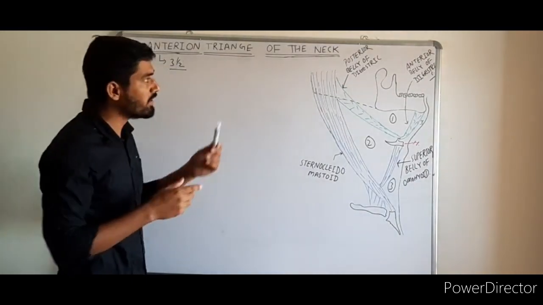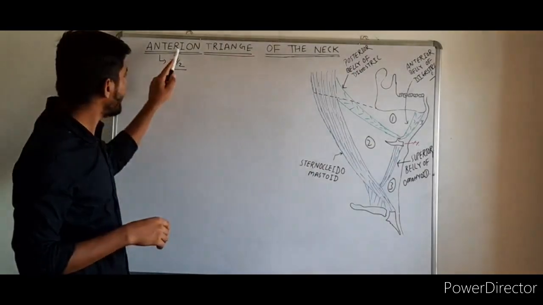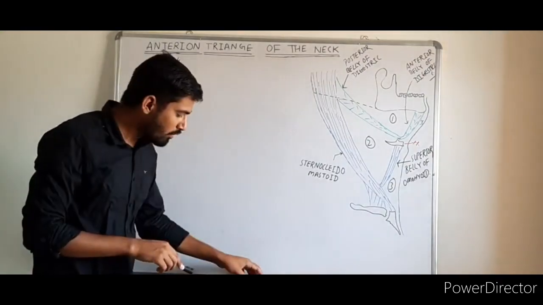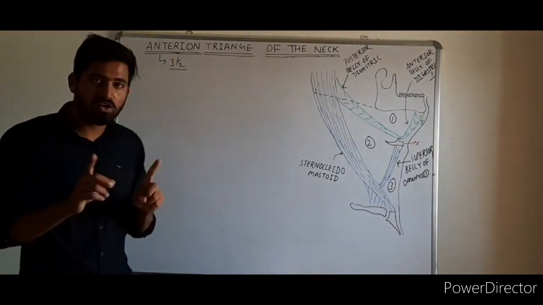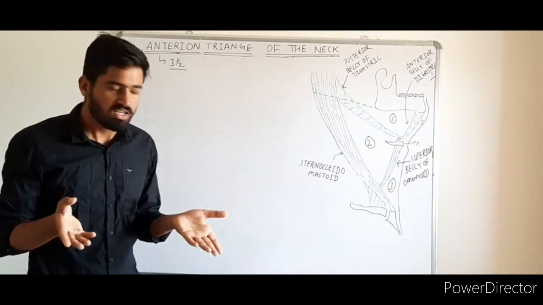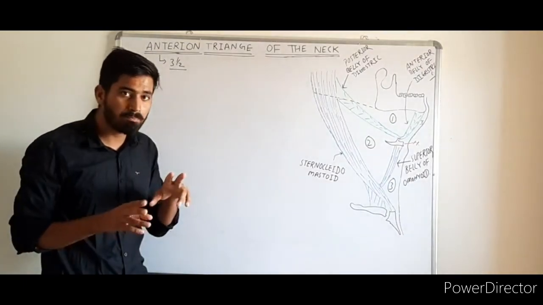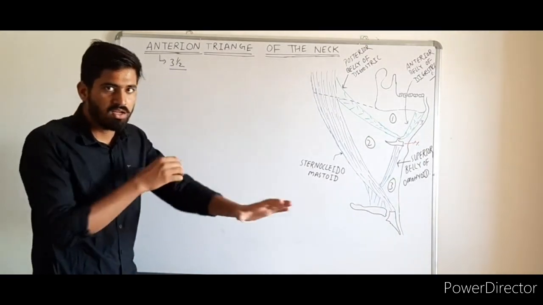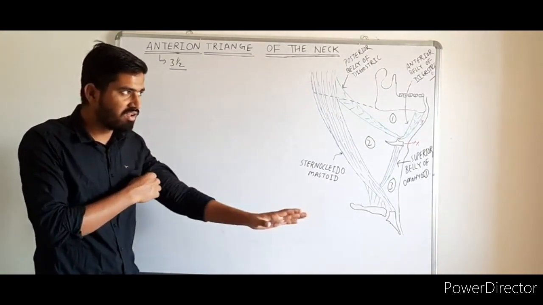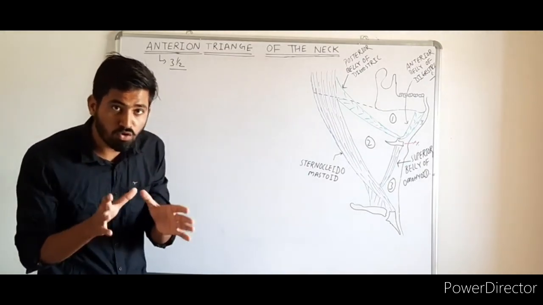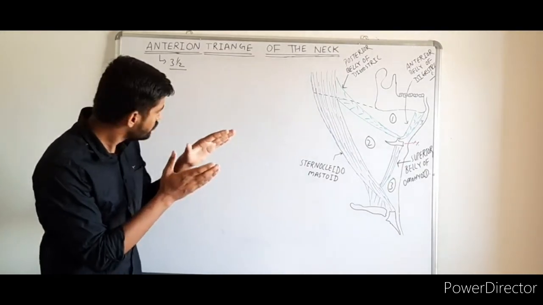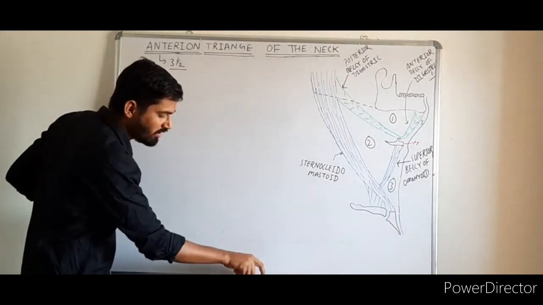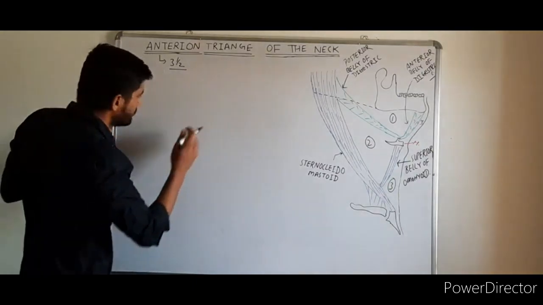Before going to the proper topic, the anterior triangle, first of all we have to understand some basics. The anterior triangle of the neck is a very easy topic. You can write it, but you will face some problems when you write the floor of the triangles. So first we have to understand how to write the floor of every triangle, and for that we need some basics that I already covered in the last video.